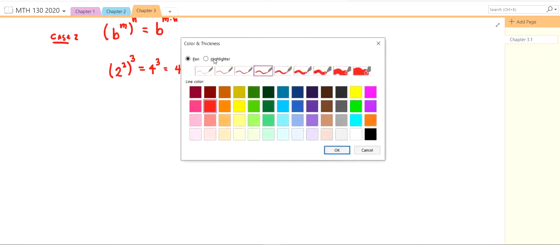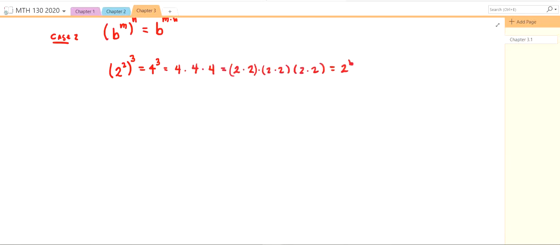Okay, not happy with these thicknesses here, but let us proceed.